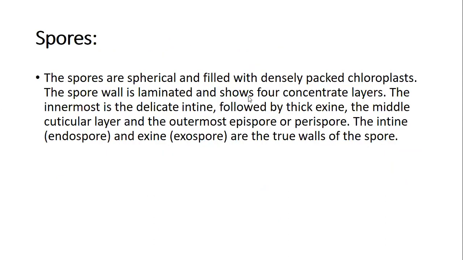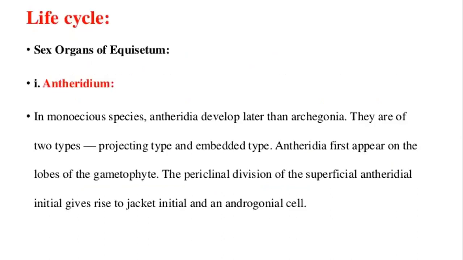Now, how are the spores? These spores are spherical in structure. They are filled with densely packed food material and chloroplasts, having the innermost layer called intine, followed by the outer thick exine. These spores are liberated from the sporangium and from the strobilus, and they fall on the substratum and give rise to the next generation that we call the gametophytic generation.